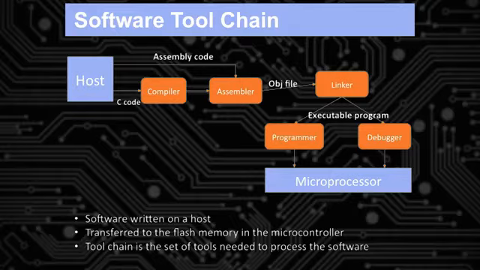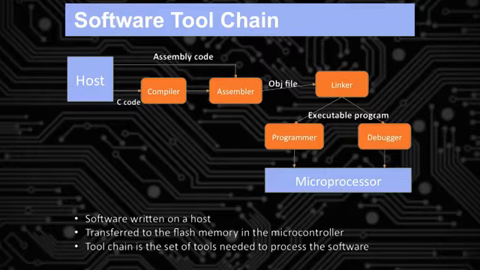So this is a high-level view of your standard software tool chain. A tool chain is a term that's used a lot in embedded systems and in IoT devices. It describes the sequence of software tools that you have to use in order to convert a program that you code into an executable program on the platform.